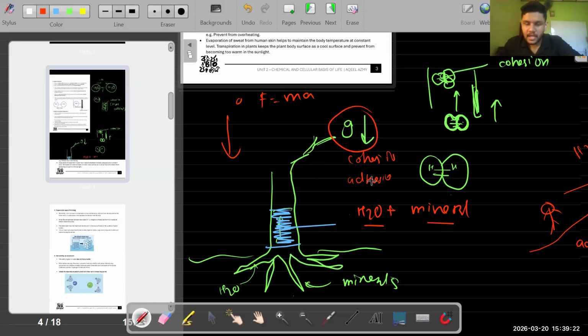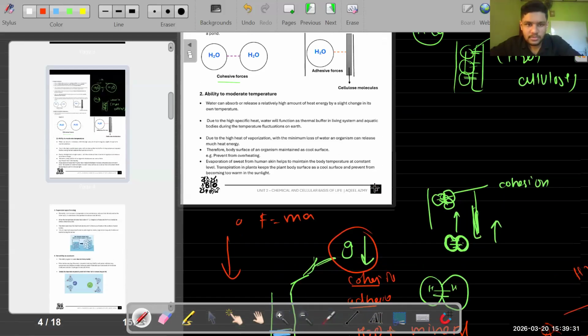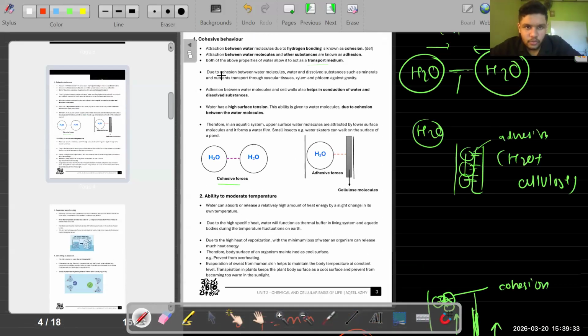So what do I need? Support. From where can I get that support? I can get it by cohesion and adhesion, so I'll be moving with the water. Now try to understand this point. Due to cohesion between water molecules, water and dissolved substances such as minerals and nutrients are transported through vascular tissues. Vascular tissues are the tissues involved in transporting materials, like xylem, and they transport fluids against gravity. Is it clear? That is the fourth point.